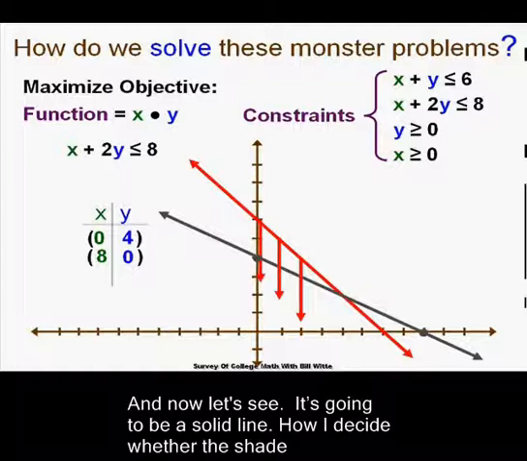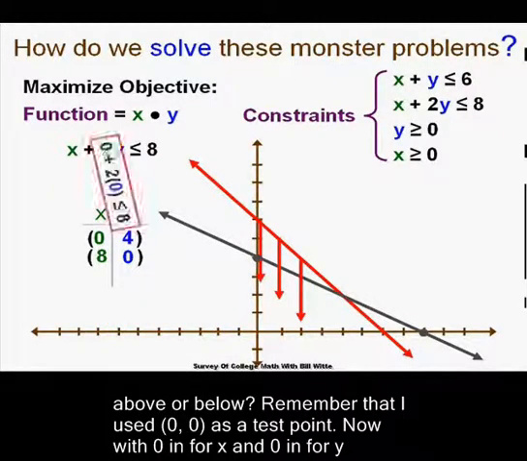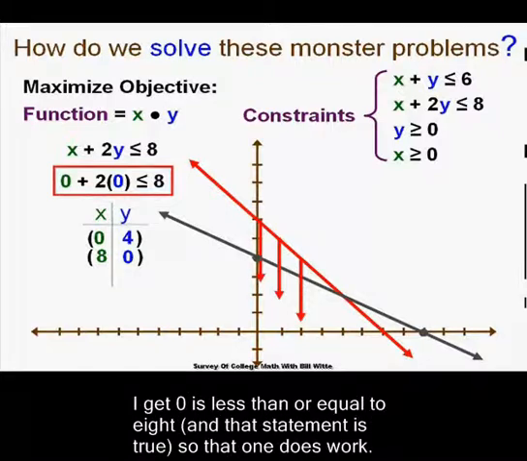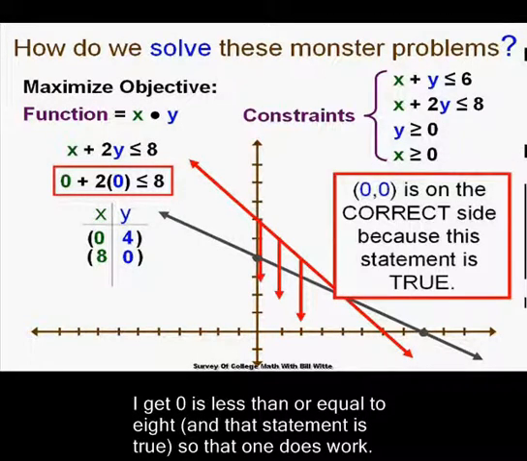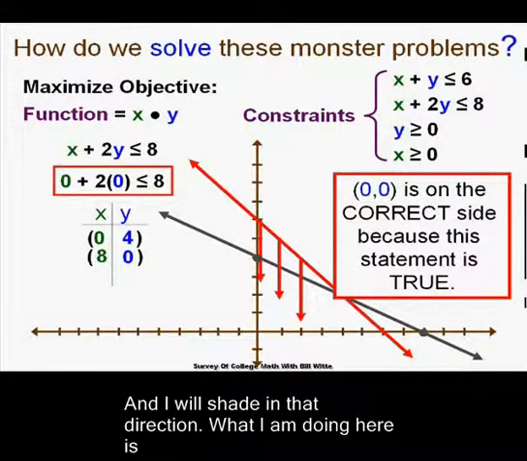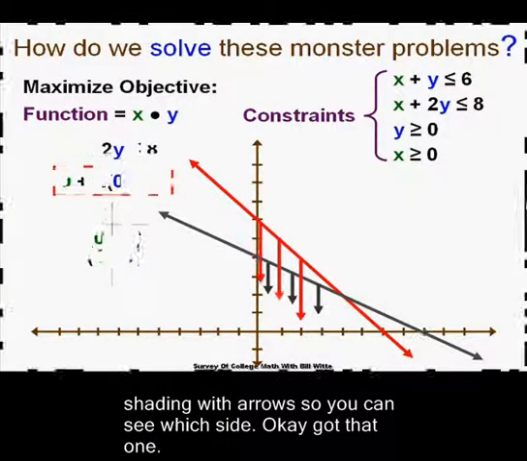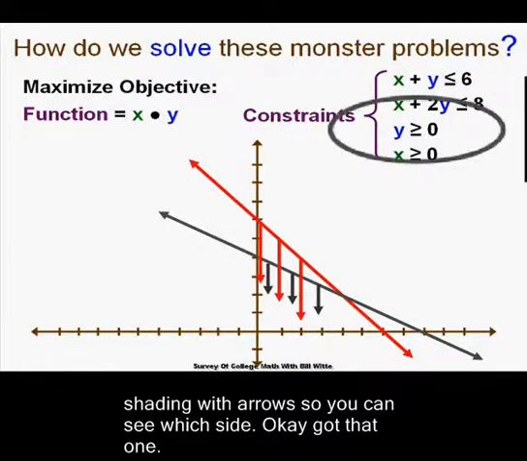Okay, now let's see. It's going to be a solid line. How do I decide whether to shade above or below? Remember I used 0, 0 as a test point. Now with 0 in for x, 0 in for y, I get 0 plus 2 times 0 is 0, and 0 is less than or equal to 8. So that one does work. You are correct, sir. So since 0, 0 works, it must be on the correct side for me to shade. So I will shade in that direction. What I'm doing here is just shading with arrows so you can see which side of that one. Now the next one, y is greater than or equal to 0.